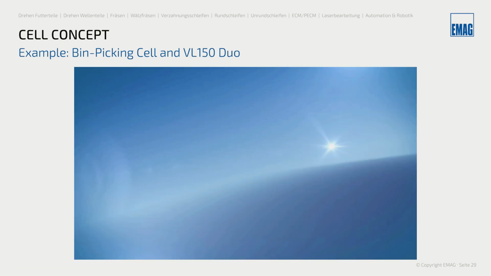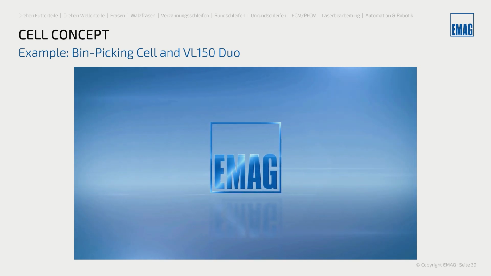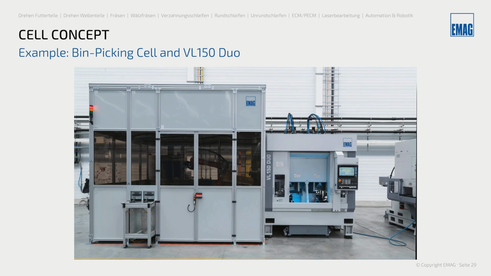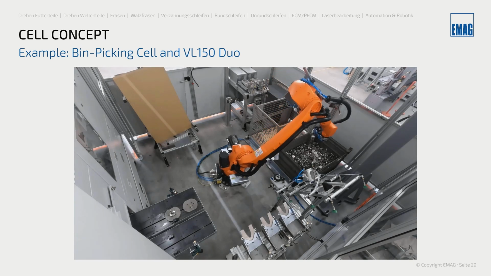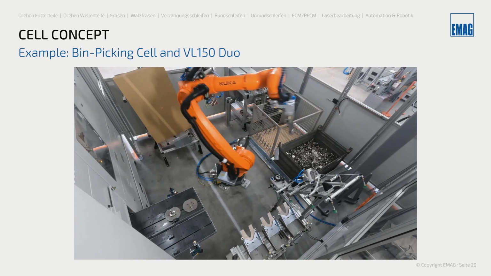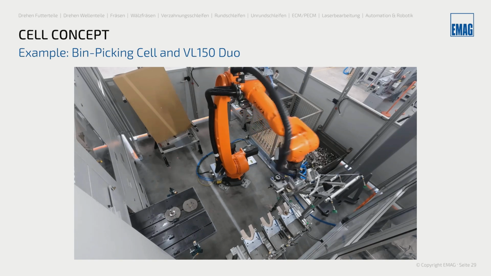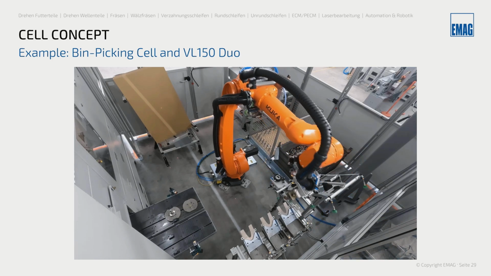So let's have a look at the cell itself. So here you can see the VL150 dual machine on the right side and the bin picking cell on the left. We have an OP1010. And now you can see that the parts that you remembered earlier are processed in this cell, even though they are not perfect for bin picking. Still, it's possible.